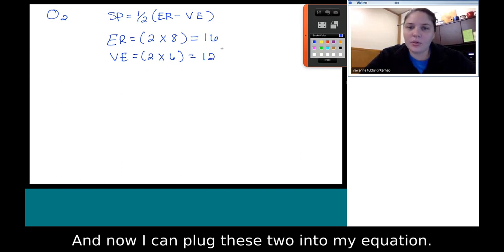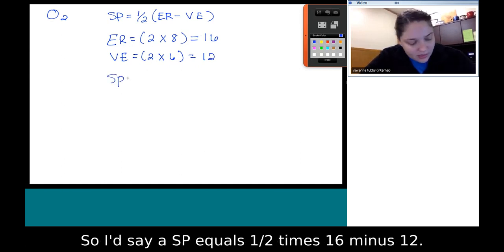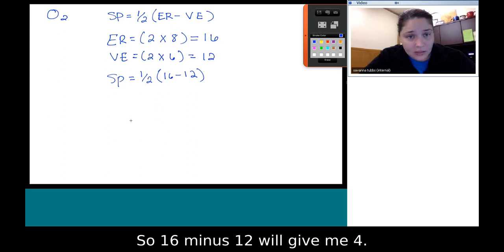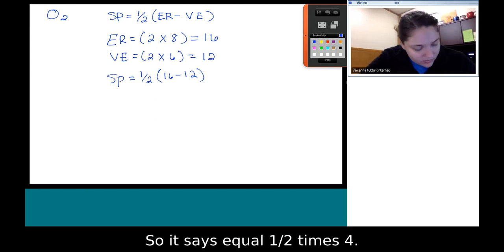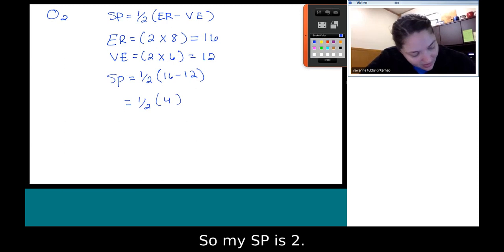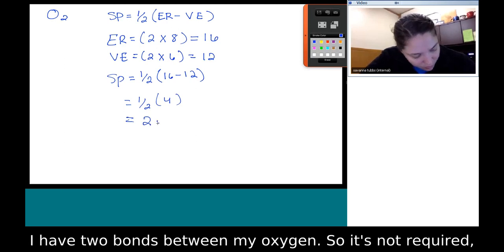And now I can plug these 2 into my equation. So I say SP equals 1/2 times 16 minus 12. So 16 minus 12 will give me 4. So it says equal 1/2 times 4. So my SP is 2. I have 2 bonds between my oxygen.